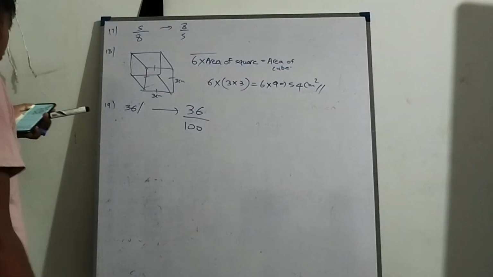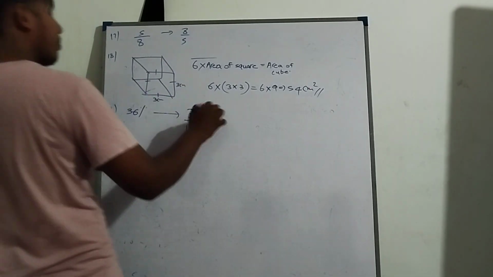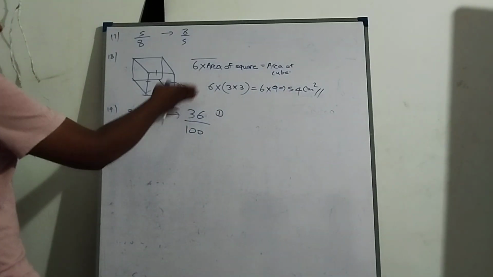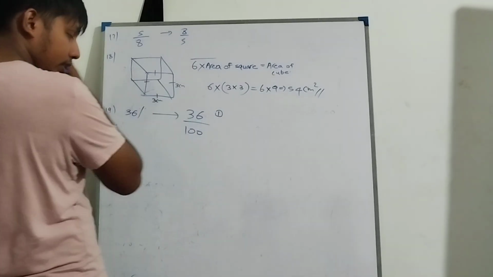And they are asking you to simplify also. You have converted it into a fraction, okay, no problem, you'll get 1 mark. But they're asking us to simplify. When you simplify, only then you'll get the second mark. Okay, 36 divided by 100.